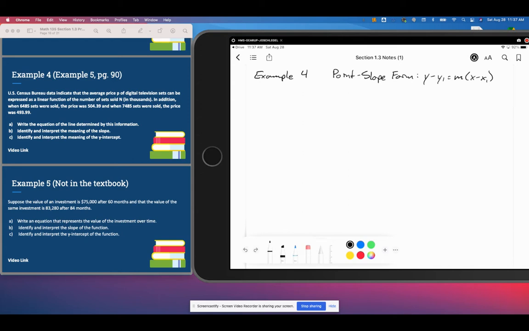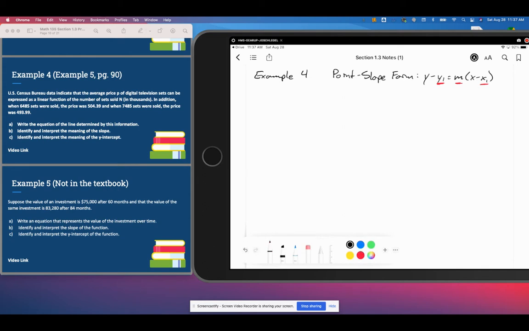So anytime that I have to write an equation, I want to try to write it in slope-intercept form. And to do that, I need the y-intercept. And in this case, I was not given the y-intercept. So when we do not have the y-intercept, everyone, we are stuck using point-slope form, which I have written here for us. And what we need for point slope form is a y1 value, a slope, and an x1 value. So with that, we're going to go ahead and get started.